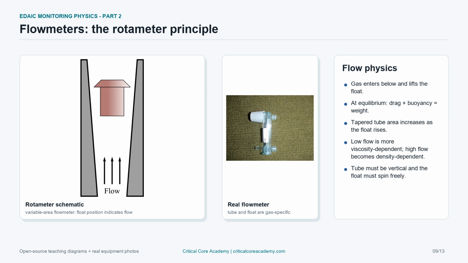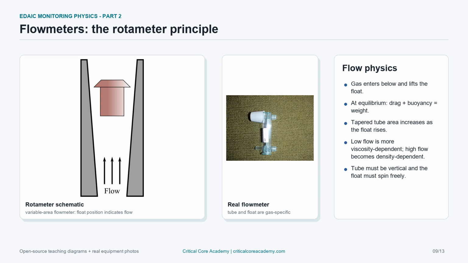A mechanical flow meter, or rotameter, is a variable orifice device. The tube is tapered, narrow at the bottom and wider at the top. Gas enters from below and lifts the bobbin or float. The float rises until the upward forces from gas drag and buoyancy equal its weight. At that height, the annular space around the float corresponds to a calibrated flow. The tube must be vertical, the float must spin freely, and each tube is gas-specific.